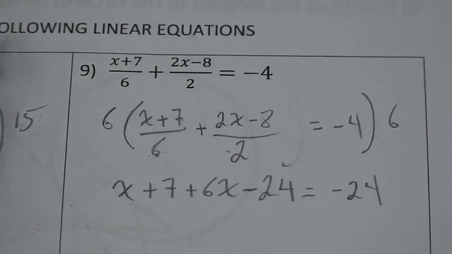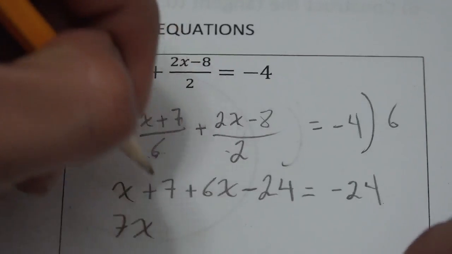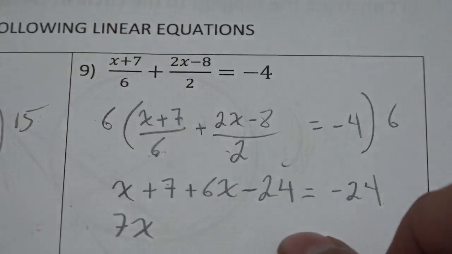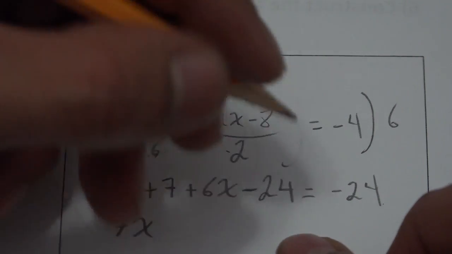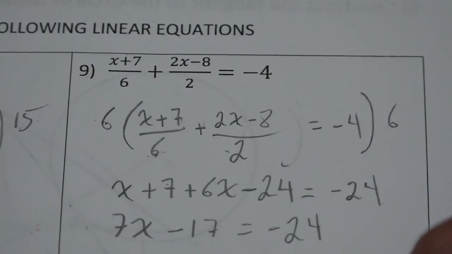equals negative 24. Okay, so let me see now. Like terms, yes. So 7x, 7 minus 24 is what? Right, negative 17. And that equals negative 24. I'm not gonna do any more than that.